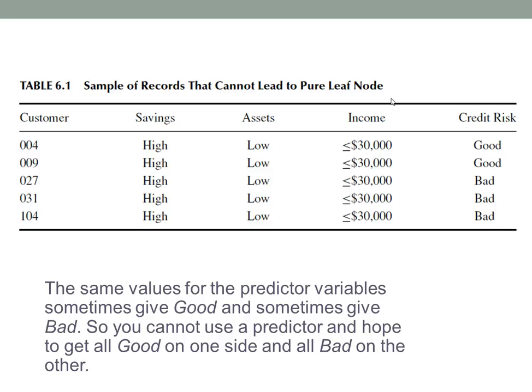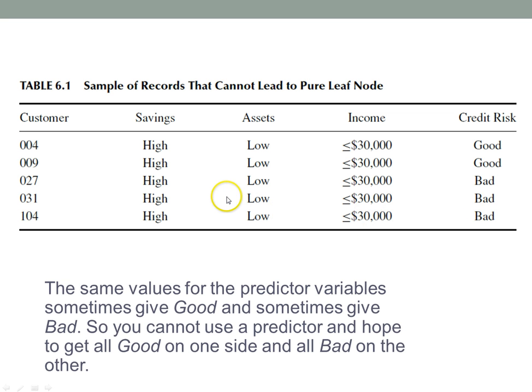The leaf, the credit risk, if these are your only variables, no, we only have these variables. We might have more records than this, but we only have these variables. So if you only have these variables, then these values are all the same, so you'll end up at the same leaf, but you'll have some are good and some are bad. Is that clear?